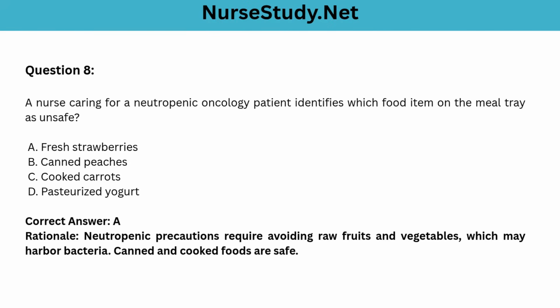Correct answer: A. Rationale: Neutropenic precautions require avoiding raw fruits and vegetables, which may harbor bacteria. Canned and cooked foods are safe.